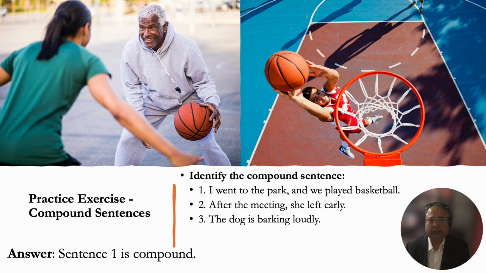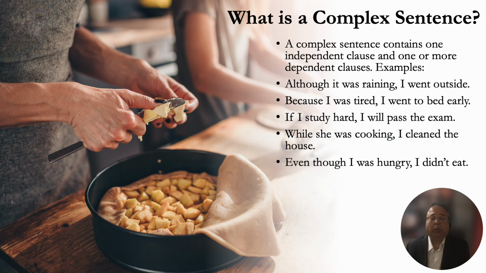Okay? Clear? Okay. Now we're going to learn what a complex sentence is. What is a complex sentence? Well, a complex sentence is different from a compound sentence in that it contains one independent clause, one complete meaning, one complete thought, and one or more incomplete thoughts, dependent clauses. So, what's a complex sentence? Let's look at it. Although it was raining, I went outside.